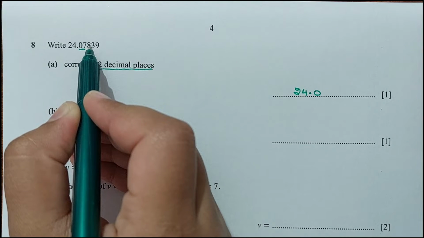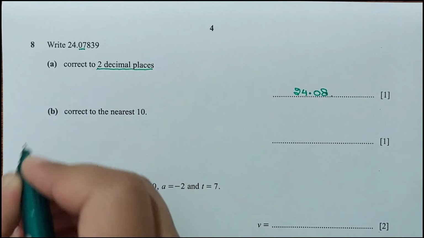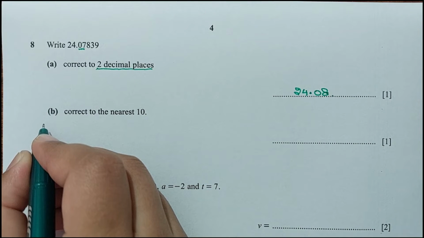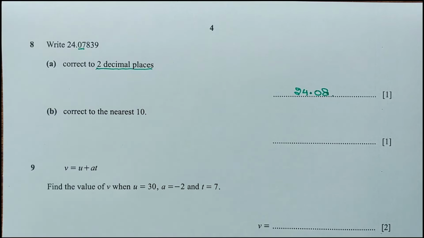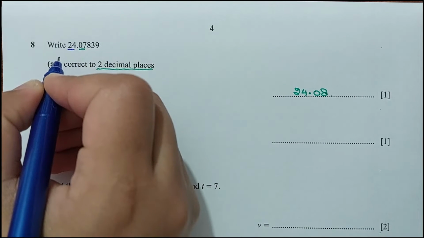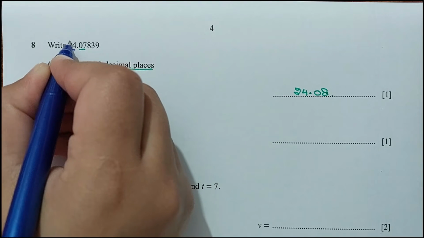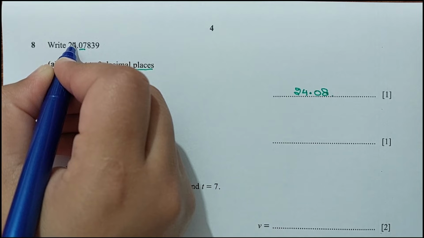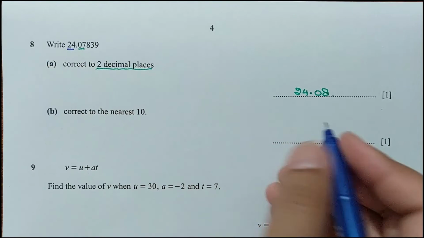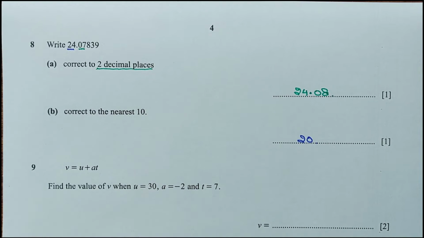So we have to round up, adding 1 to 7, that is 8. Right. Now for part B, correct to the nearest 10. So 2 is the digit at the tens place, right? The next digit is 4, which is less than 5, so we have to round down. Keep the 2 as it is, and replace the 4 with 0, right?